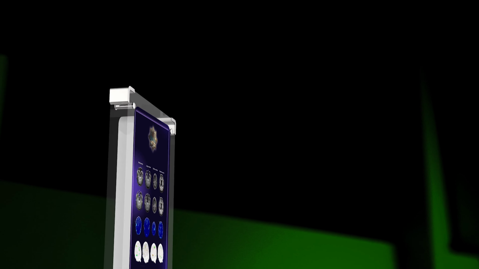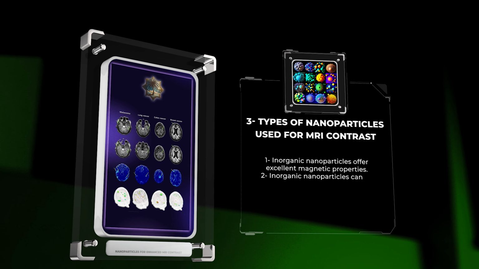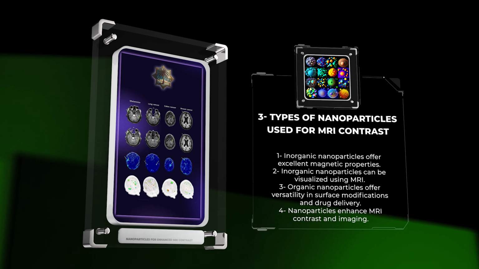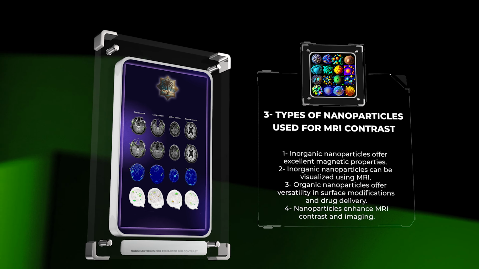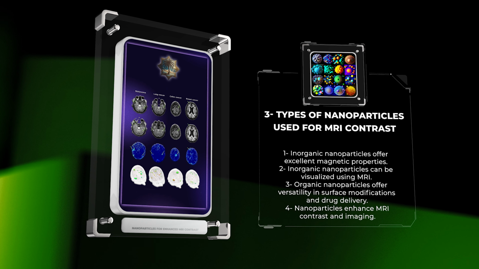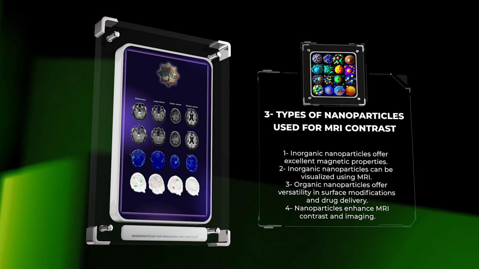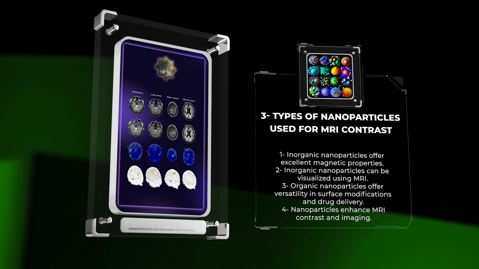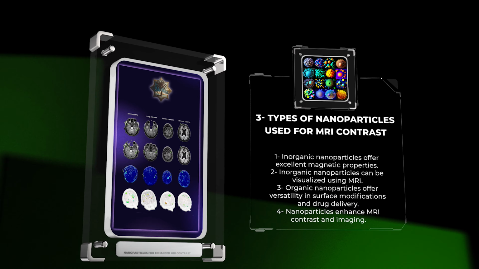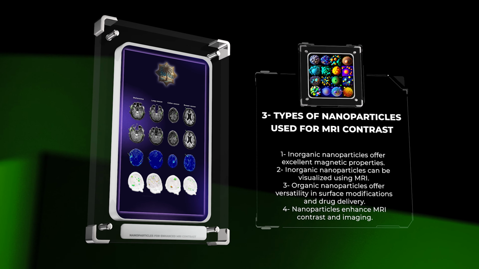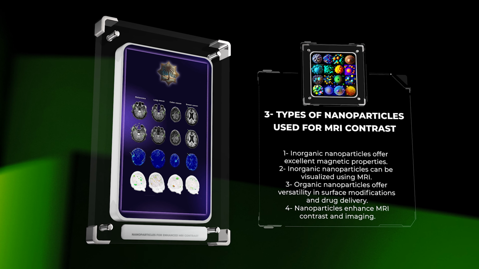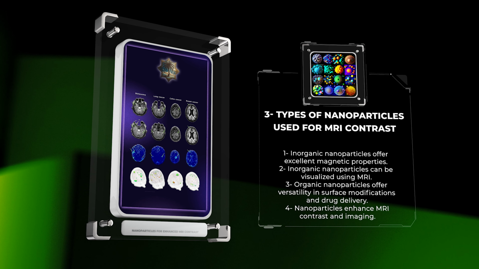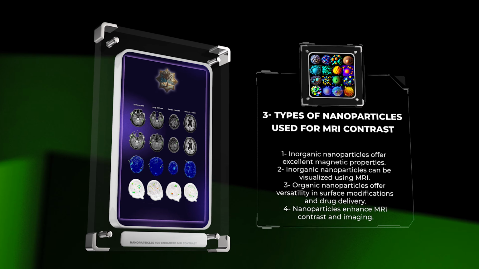A variety of nanoparticles have been developed and utilized for enhancing MRI contrast. These nanoparticles can be broadly categorized into two main types: inorganic and organic. Inorganic nanoparticles, such as superparamagnetic iron oxide nanoparticles, SPIONs, and gadolinium-based nanoparticles, offer excellent magnetic properties due to their unique composition. These particles can be tuned to exhibit desired magnetic behavior and can be easily visualized using MRI. Additionally, they can provide long-lasting and strong contrast enhancement.